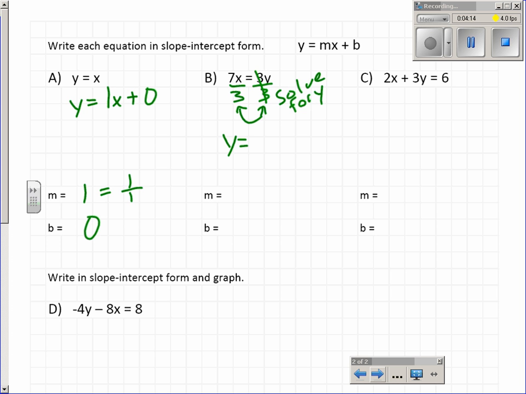y equals 7/3 x. And I want there to be a plus b. And since there's nothing here, it's just plus 0. So we're having to do a bit of algebra, solving for y and then rearranging things. m, or the slope, is 7/3. And then our b is 0.